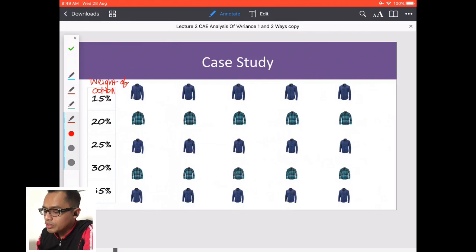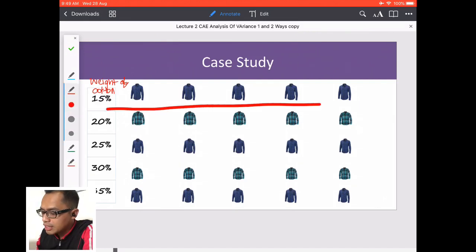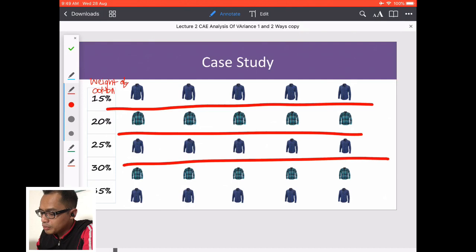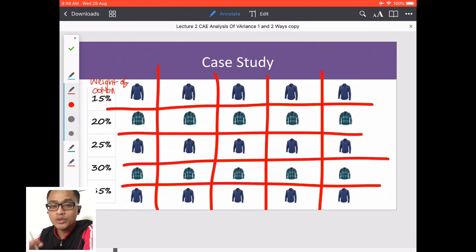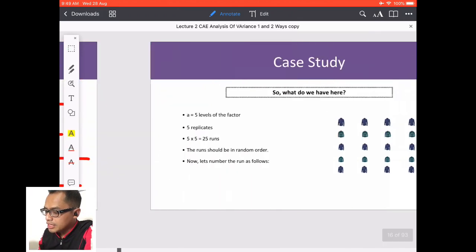For each of these weights, as you can see, we have 5 repetitions. In ANOVA, as in any measurement, you need to repeat and take the average. So in this case, you have 5 different weight percentages of cotton and 5 repetitions for each. All right, now let's go to the next slide.